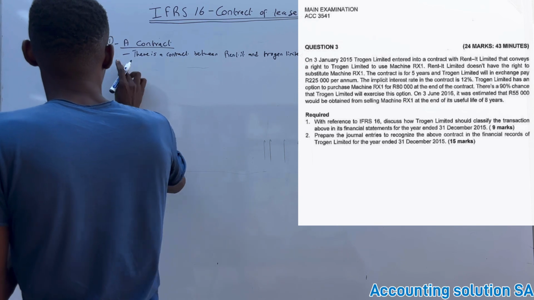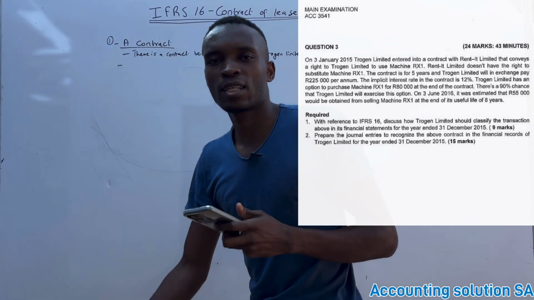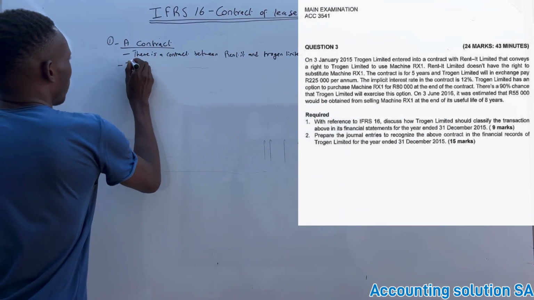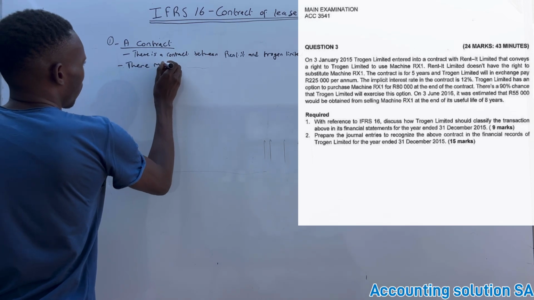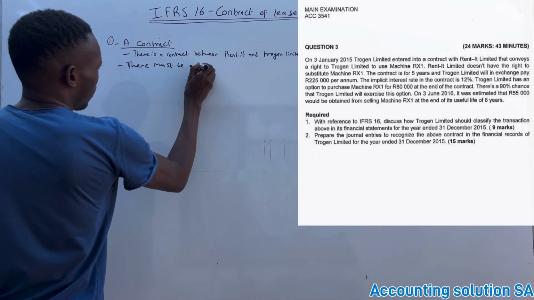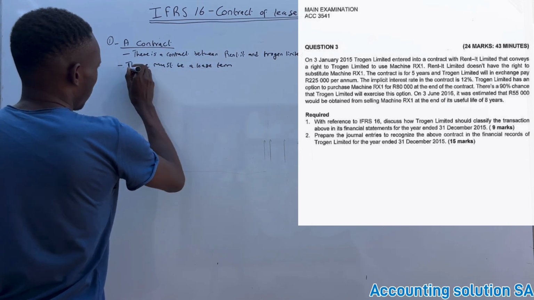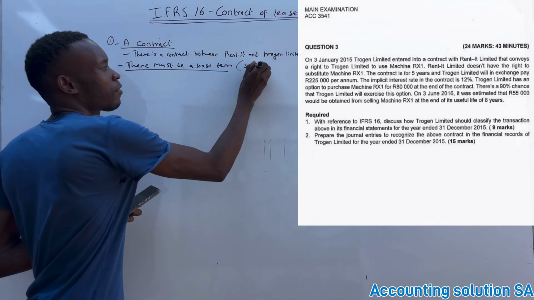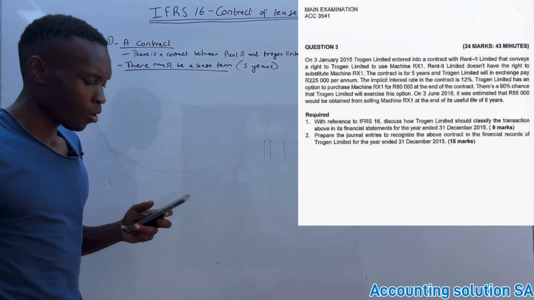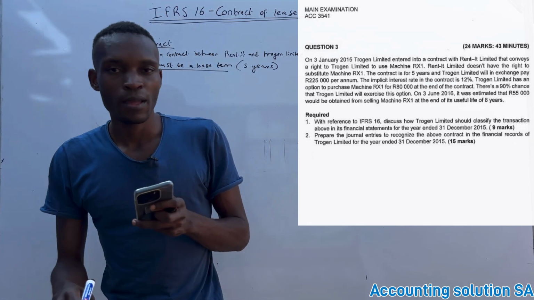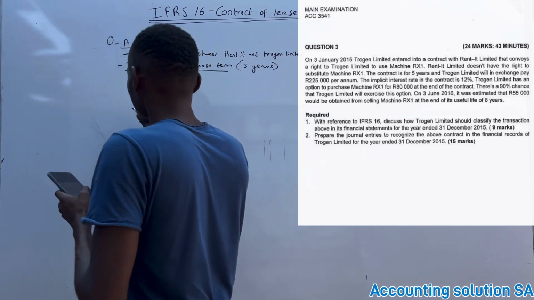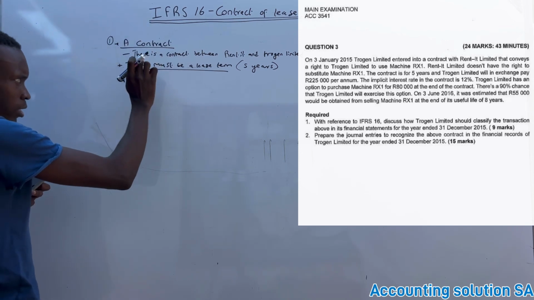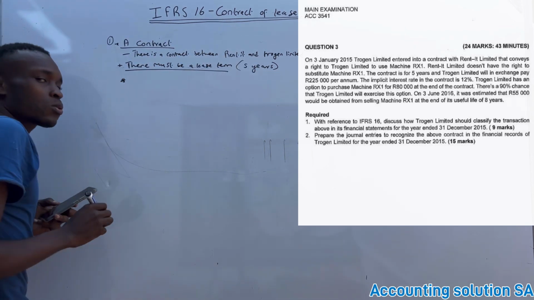Okay, then another part in terms of IFRS 16, they stated that there must be a lease term. Is there any lease term? Yes, the lease term is 5 years, because they said the contract is for 5 years. Also, guys, remember, you write a point, you discuss, you write a point, you discuss. Okay, you can discuss in your own words.